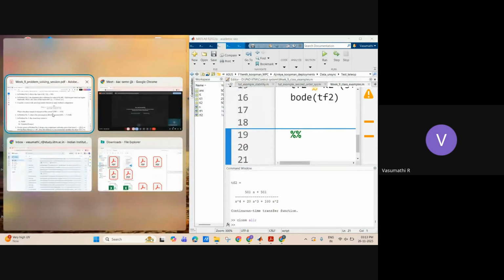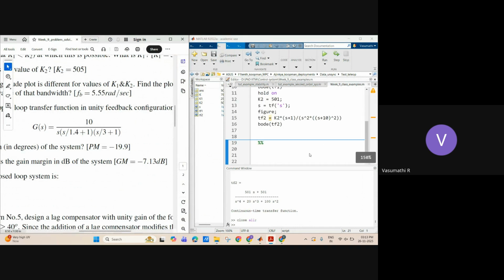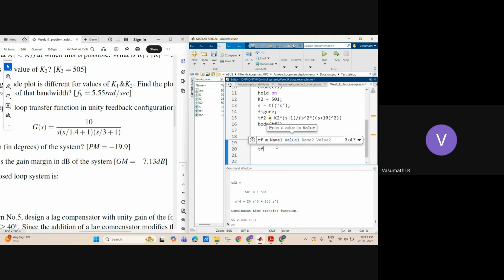So the answer function is in this format. It will be TF2 is equal to... let me calculate this. It's in fraction, it doesn't look good. Okay, let me put it in this way itself: S into S by 1.4. Okay, it's better to calculate.